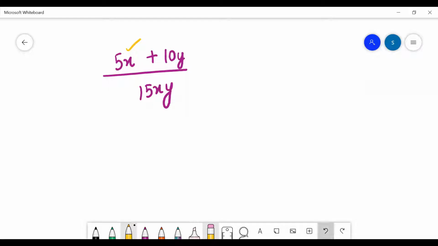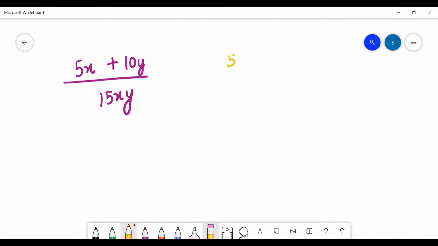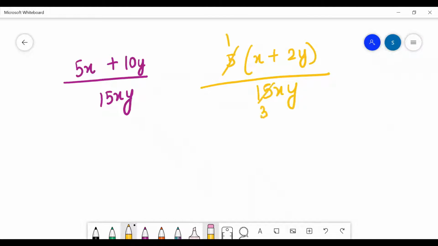So what you do here is take the common terms in the entire numerator. So the only common term in the entire numerator is 5. So when you take that out in the brackets, you get x plus 2y, and in the denominator you have 15xy. So here you can cancel 5 ones are 5, 5 threes are 15. So you're left with the answer x plus 2y by 3xy.